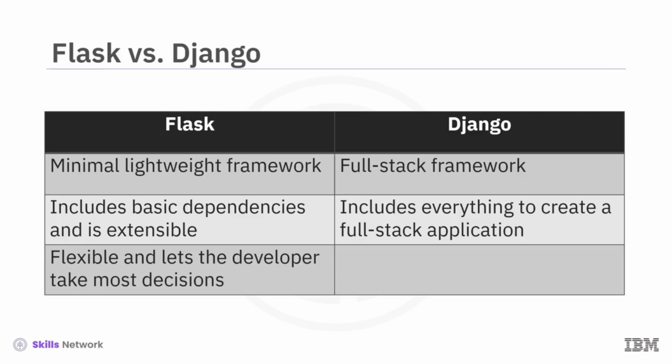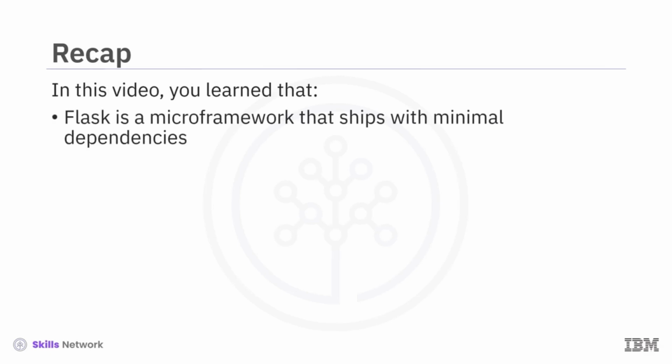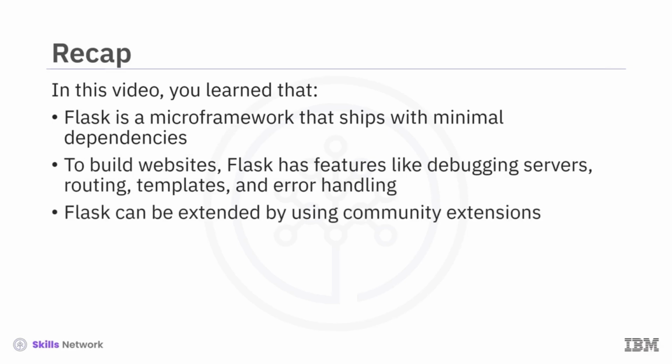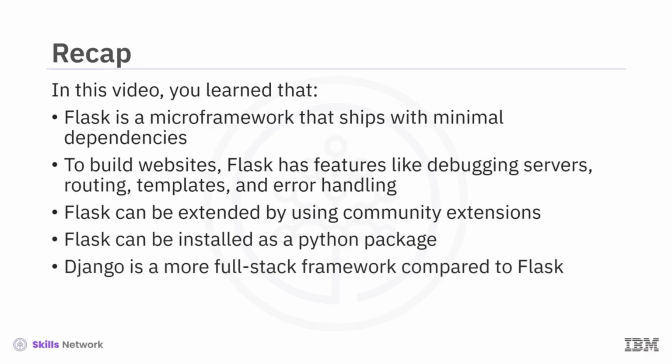Also, Flask is very flexible. You can add and remove pieces in a plug-and-play manner. On the other hand, Django is opinionated and makes most decisions for the developer so they can focus on the application's logic. In this video, you learned that Flask is a micro-framework that ships with minimal dependencies. To build websites, Flask has features like debugging servers, routing, templates, and error handling. Flask can be extended by using community extensions. Flask can be installed as a Python package. And Django is a full-stack framework compared to Flask.